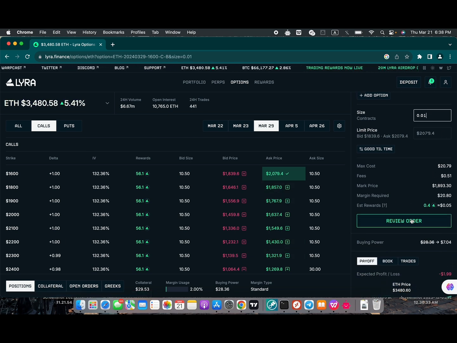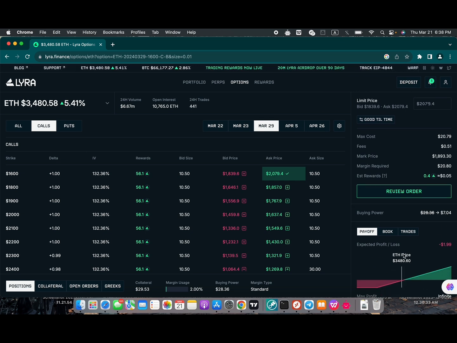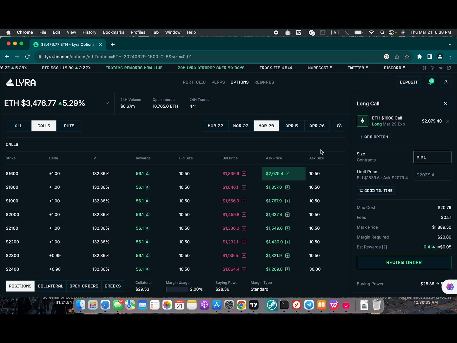So you can review this order and you see your buying power and your expected profit and loss within 2 days, 3 days, whatever it is. Most of the time, this is actually a very good thing to buy, but it's really expensive, right? Because it is already at 3.5. So you want to own the right to buy this with a strike price of 16K. That's not what we're looking at for now.